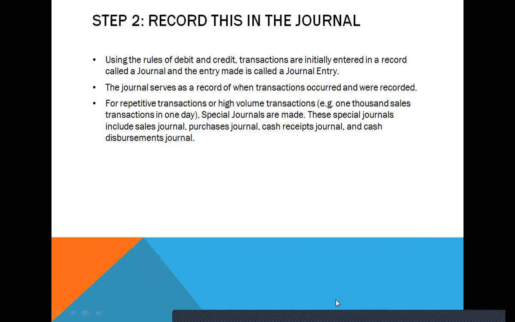Okay, now let's go to step 2. Record this in the journal. Using the rules of debit and credit, transactions are initially entered in a record called a journal, and the entry made is called a journal entry. The journal serves as a record of when transactions occurred and were recorded. For repetitive or high-volume transactions, for example 1,000 sales transactions in one day, special journals are made. These special journals include the sales journal, purchases journal, cash receipts journal, and cash disbursements journal.